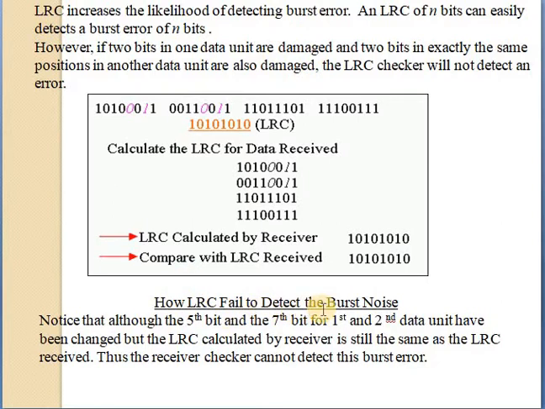How did LRC fail to detect the burst noise? Notice that although the 5th and the 7th bits of the first and second data units have a change or error, the LRC calculated by the receiver is still the same as that sent by the sender. Thus, the receiver's checker cannot detect these burst errors. This is a drawback of LRC.